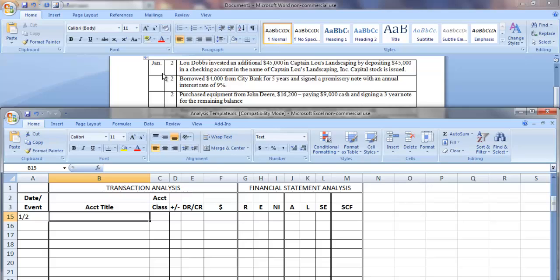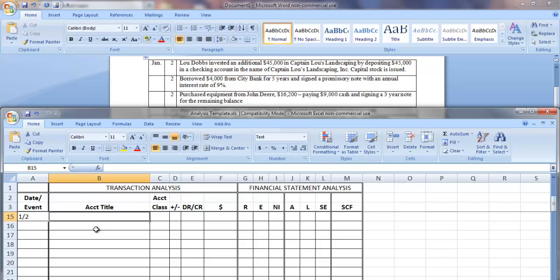One thing you may find helpful as you get started with practicing journal entries is to try to break the transaction up into pieces. So this first one, for example, as we read it, Lou Dobbs invested an additional $45,000 in Captain Lou's Landscaping by depositing $45,000 in a checking account in the name of the business. So right off the bat, we know from the point of view of the business just received $45,000 in cash that did not have previously.